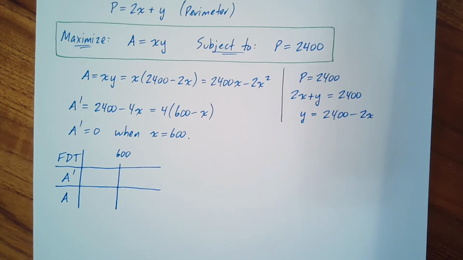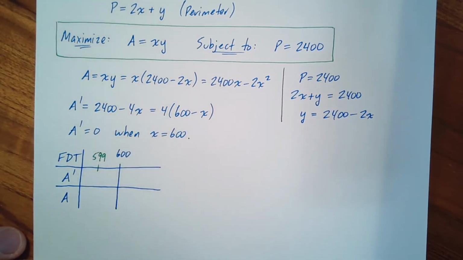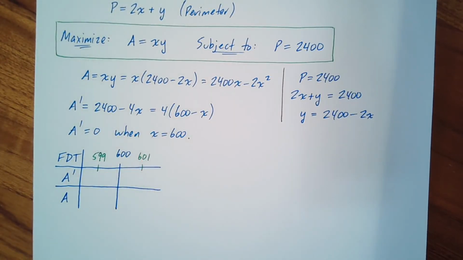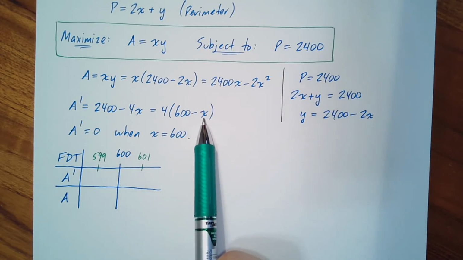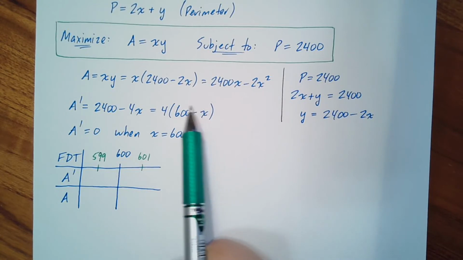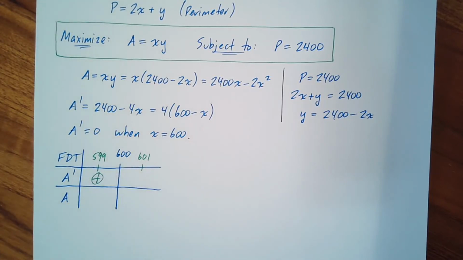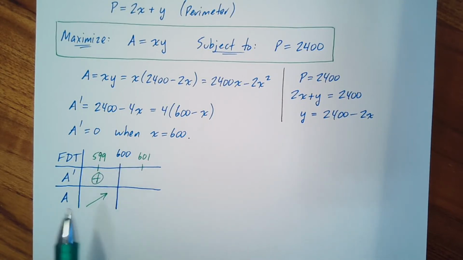So really we're not doing anything different, because now we're going to pick some sample points. How about something slightly smaller than 600? There's lots of options, but I'm going to choose 599 and 601 as my sample points. And if you plug those into A prime, 599 plugged into A prime, look up here. If you plug in 599 for x, you're going to get 600 minus 599. This is going to just equal 1. So you've got 4 times 1, which is going to be positive. In particular, it's going to be positive, right? So your function A is actually increasing for values of x that are less than 600. So the closer the value of x is to 600 on this side, the larger the area of the fence is going to be.